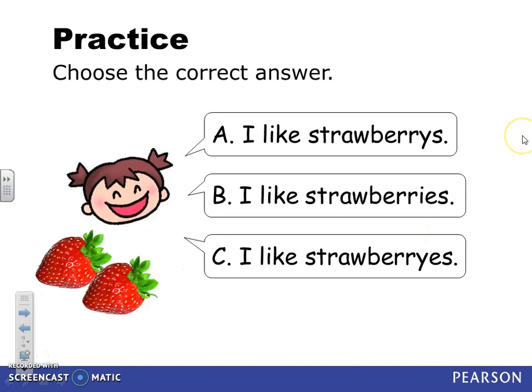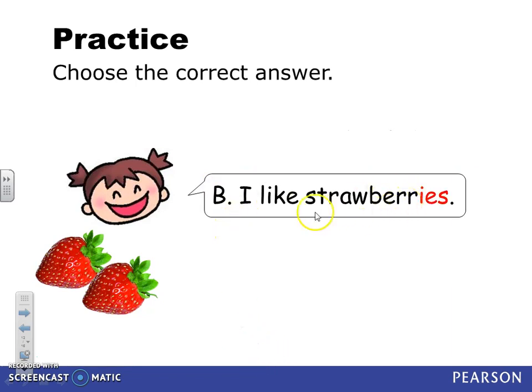Okay, let's try again. This time the girl likes strawberries. But which sentence is correct? Is it A, B, or C? If you said B, well done. It is I like strawberries with an ies. Why? Because strawberry ends with a y. So we need to follow the y rule to take off the y and add ies. Good job.